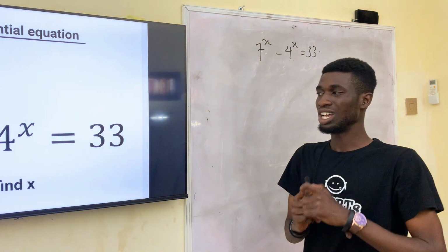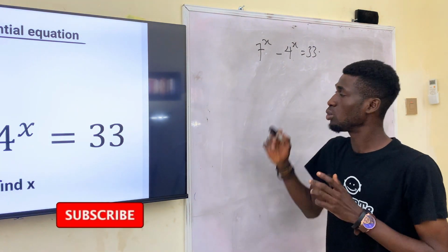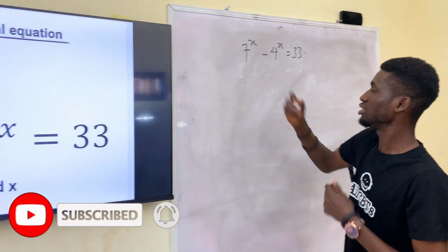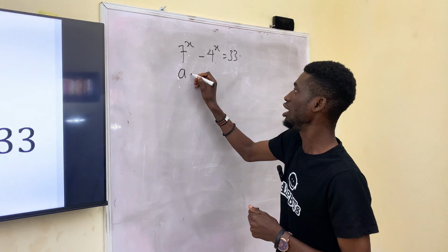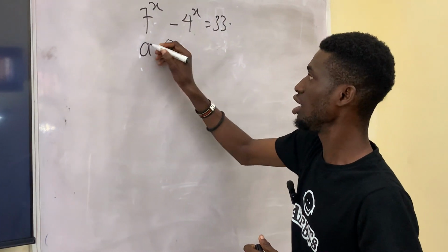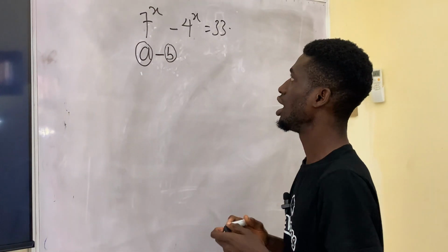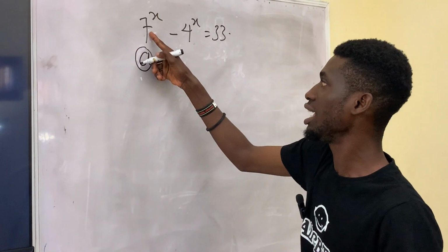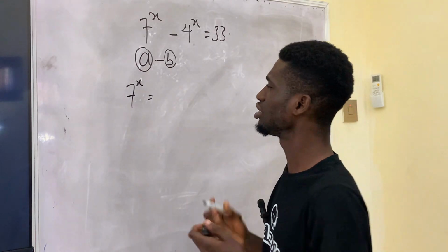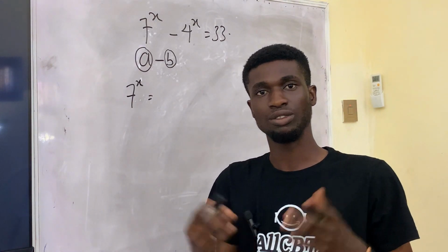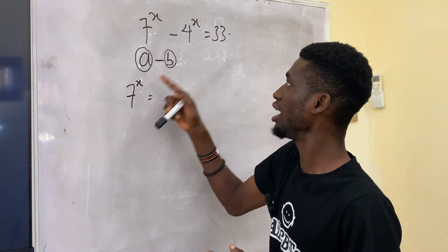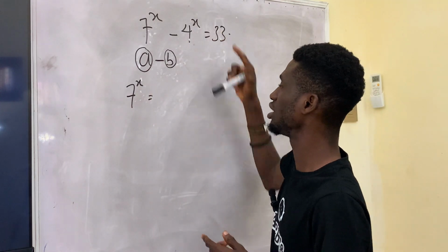Now, firstly, you have to take note of the format of how the question is given to you. Let's say it's in the form of a minus b, meaning you have to subtract b from a. Now, what is our a? Our a equals 7 raised to power x. Firstly, you have to think about what the value of this x is, since 7 raised to power x minus 4 raised to power x should give us 33.